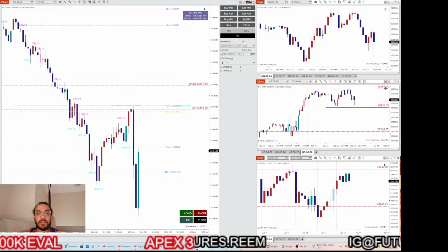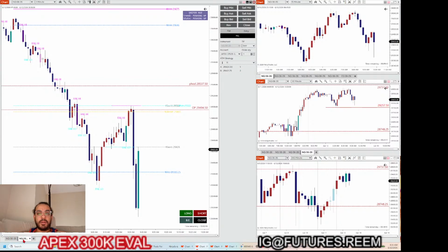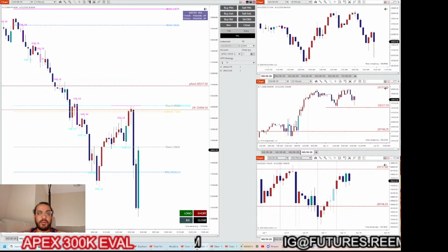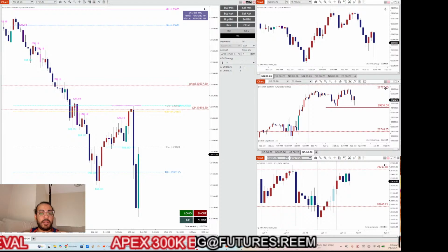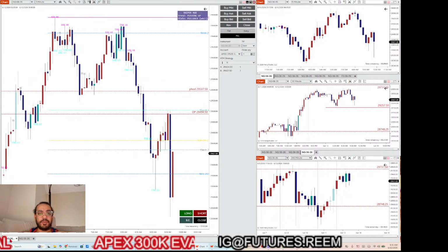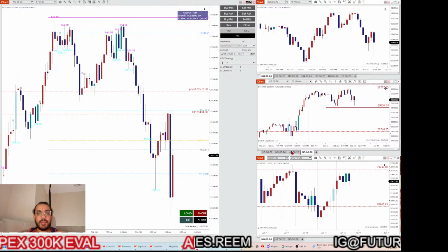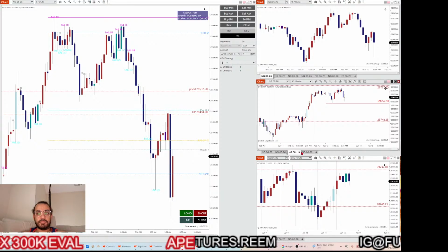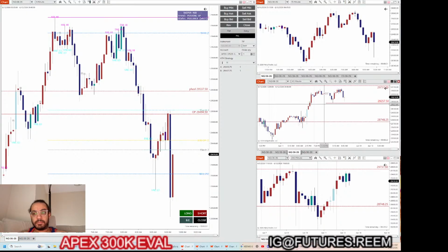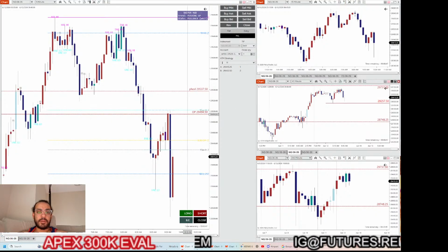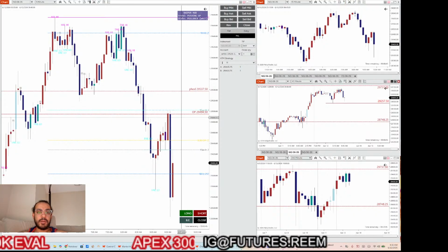All right. I like this failure to go lower here. Watching what we're going to do to this 15-minute low. Again, everything is in a downtrend. 2 minute, 5 minute, 15, 30. 29,493. Okay, so that's right there.